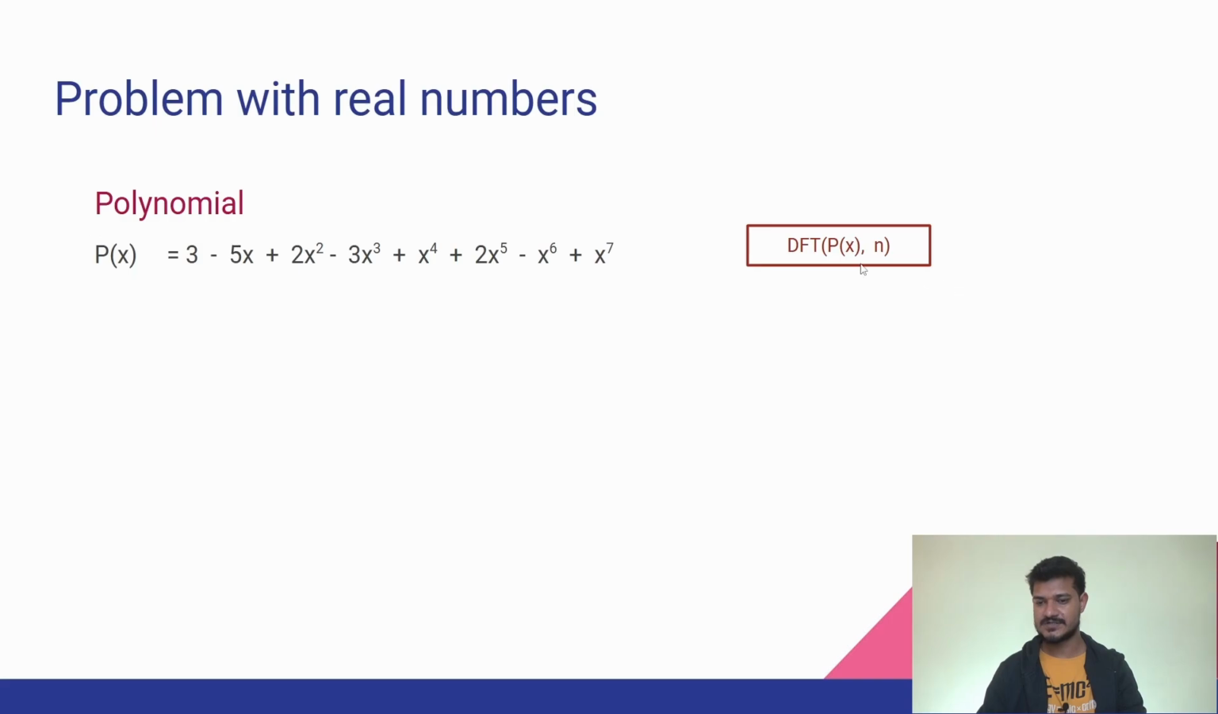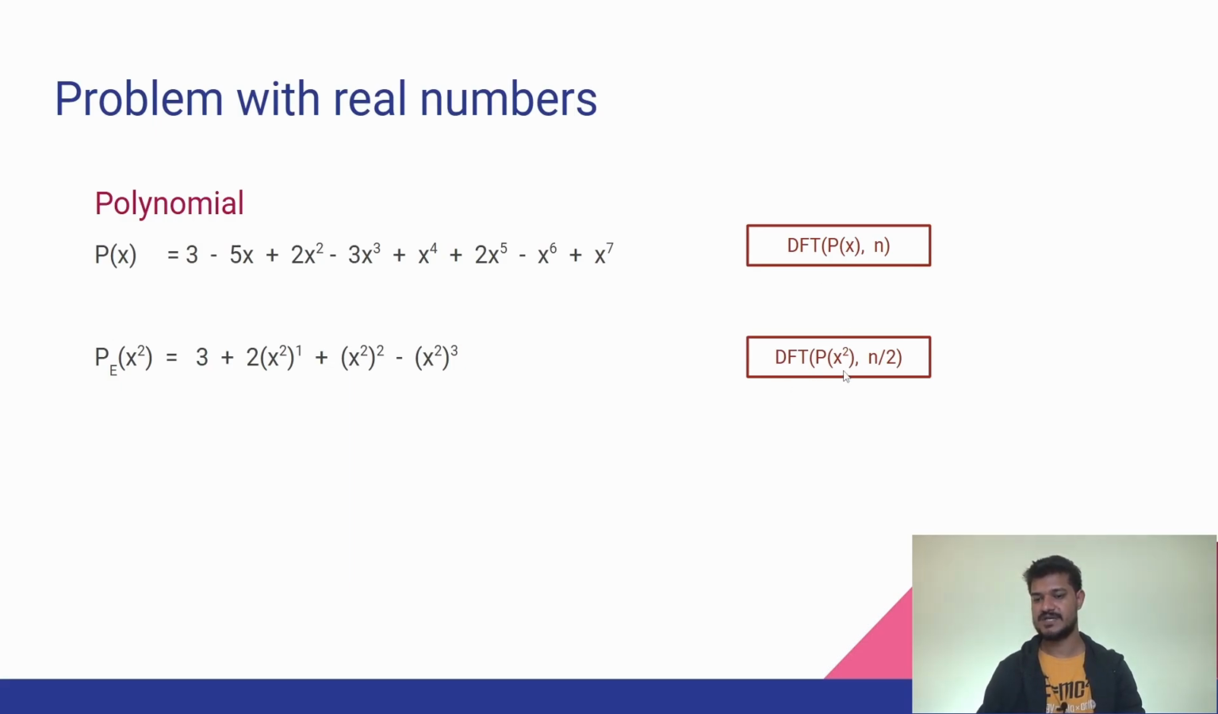So we'll make a recursive call to DFT, passing the original polynomial and n. What this function will do, it will take PE and PO and only show PE, which is the polynomial of x square, and it looks something like this, right? We need to evaluate this, so this will make a recursive call to DFT of P of x square, which is basically this, and this needs to be evaluated on n by 2 points, right?